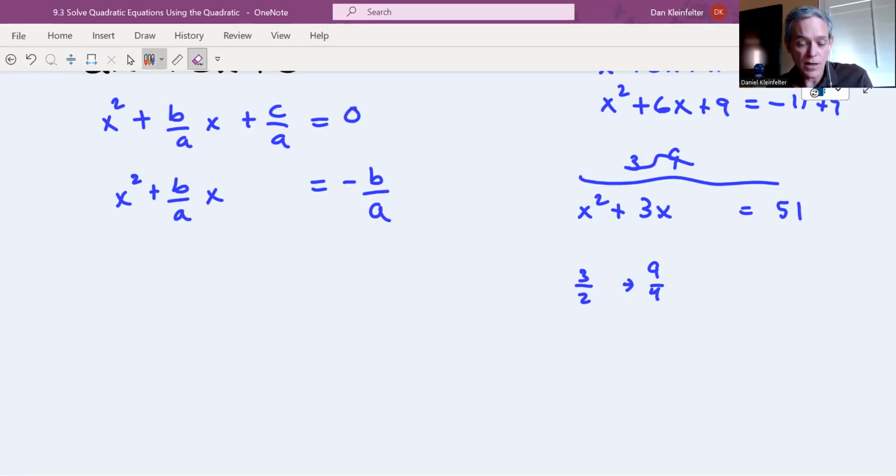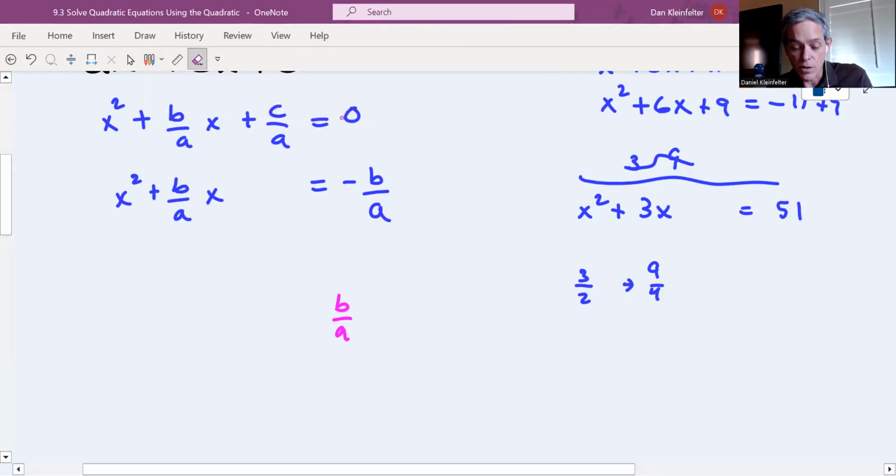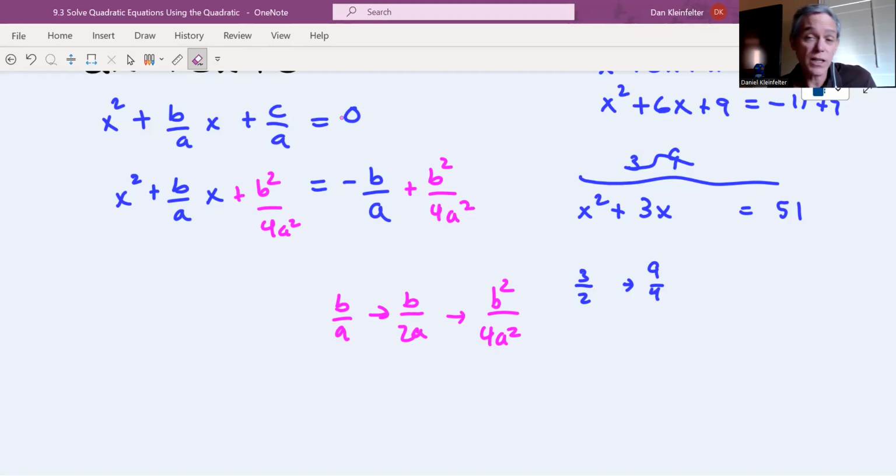So here, taking a look at our b over a, if we wanted to take half of that, we would have b over 2a, double the denominator to make half, and then square it. This would be b squared over 4a squared. We're going to add b squared over 4a squared to both sides. And this may already be starting to look familiar to you if you have some experience with the quadratic formula. So that's where the constant term comes in. We took a look at the number next to the x, took half of it, so basically just doubled the denominator, then squared it. And that's what gave us this pink thing.